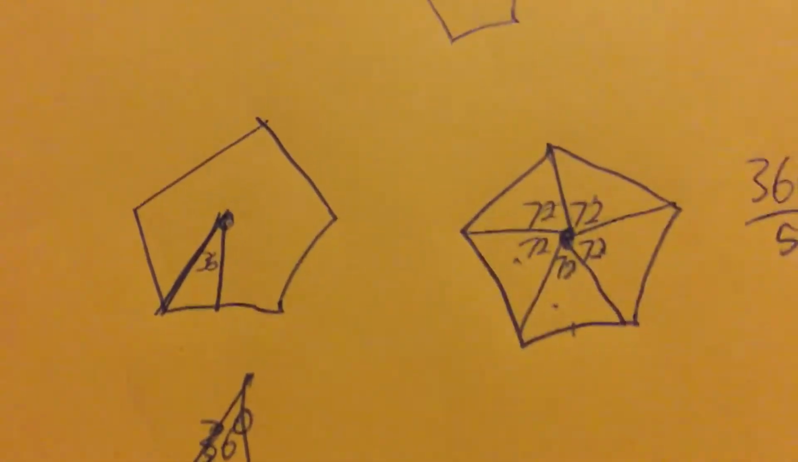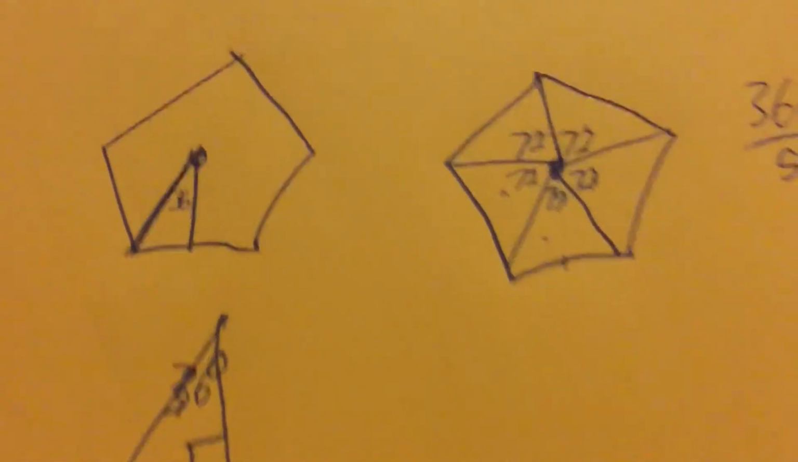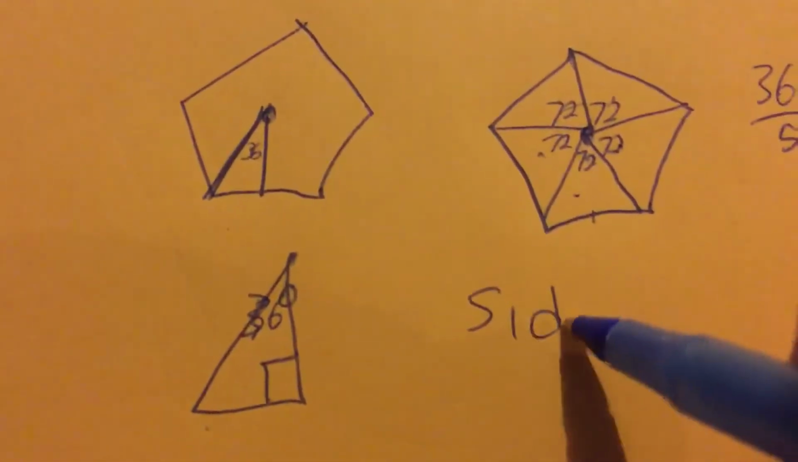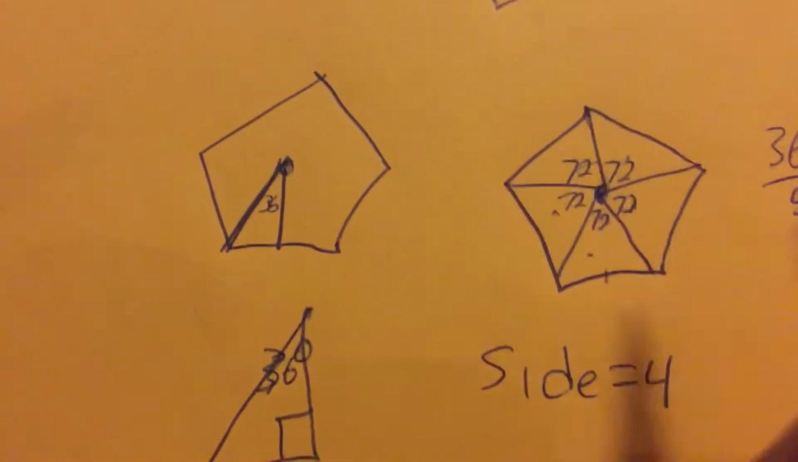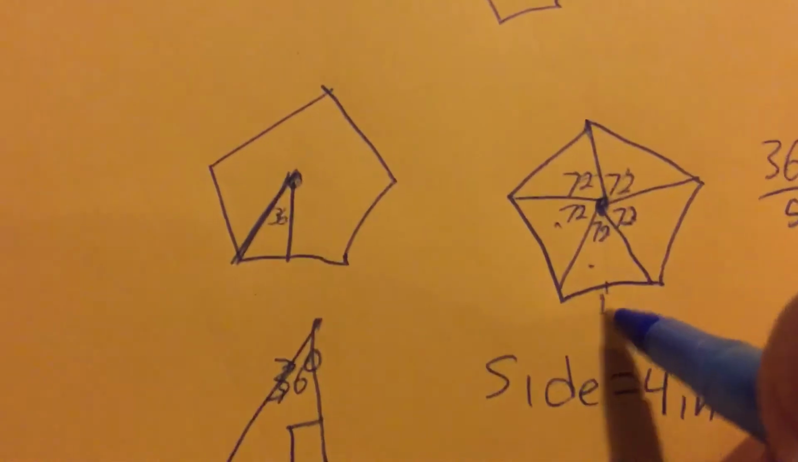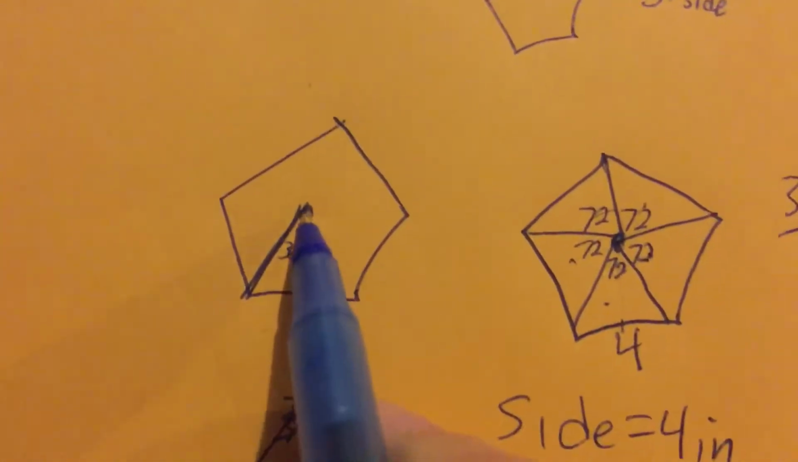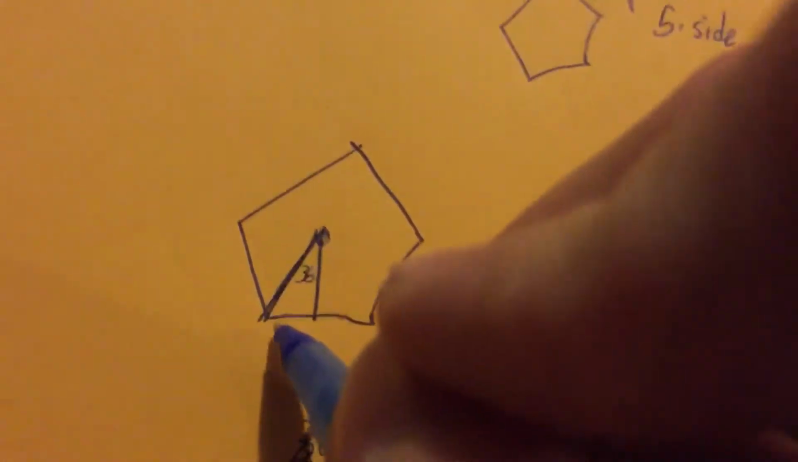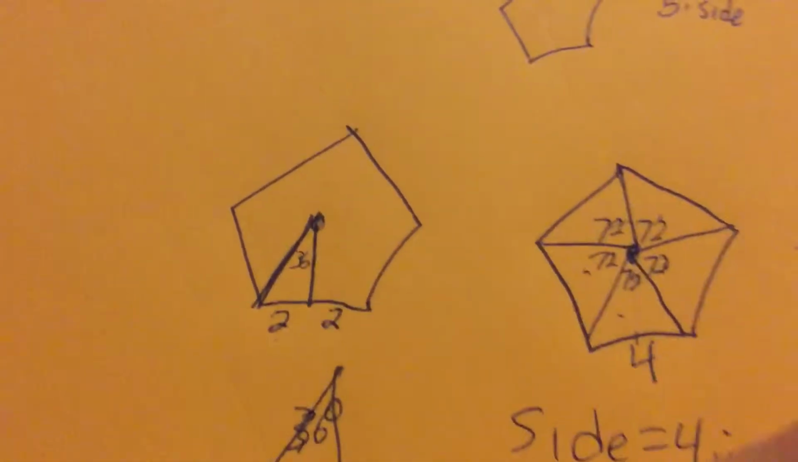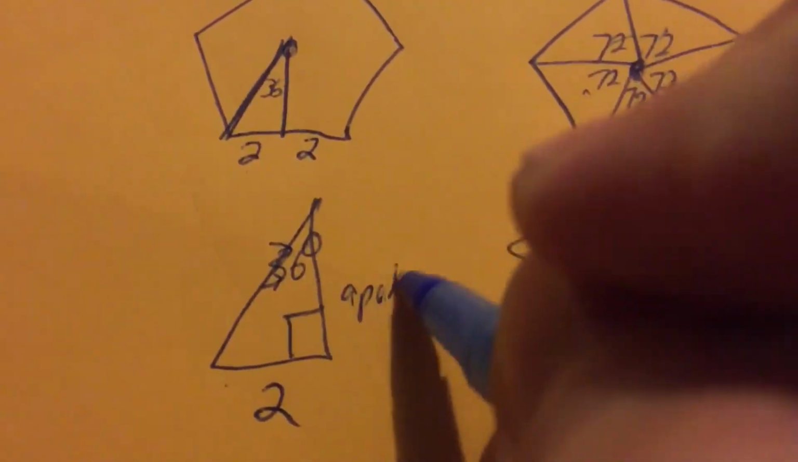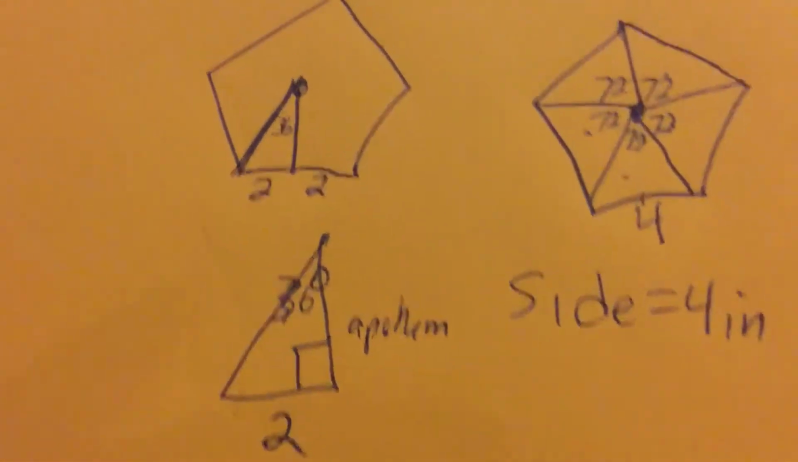Now the question is, what are they going to give me? So let's say that they tell me that my side length is 4. So if side is 4, let's say it's 4 inches, then really, this whole side is going to be 4. And this apothem not only cuts the angle in half, it also cuts the side in half. So this is going to be 2 over here, that's going to be 2 over here. I get a 2 right there. And I need to know what my apothem is. So I have to use some trig.